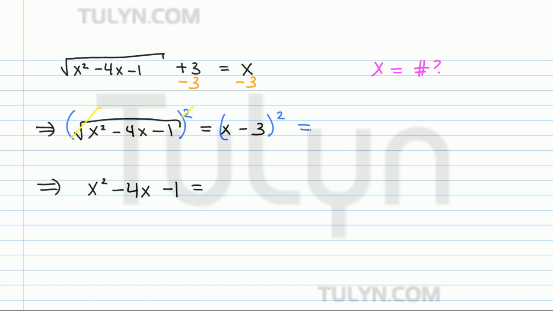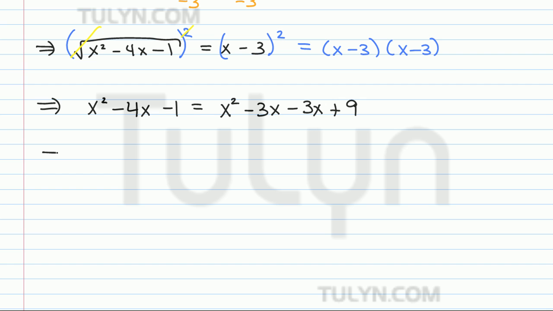like how we FOIL. So this is going to become x minus 3 times x minus 3, which I'm just using the definition of squared, which is you multiply what you're squaring by itself. So with this, you can FOIL out to get the result. So let's FOIL this out. The first term is going to give us x squared. The outer term is going to give us minus 3x. So is the inner term. And then the last term is going to give us plus 9.